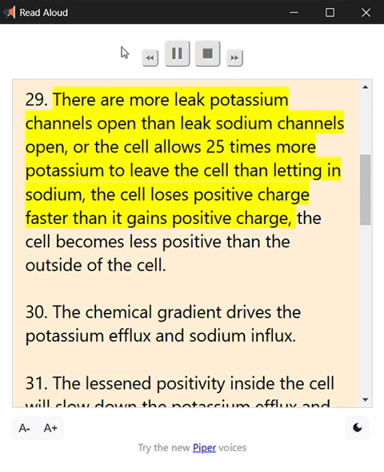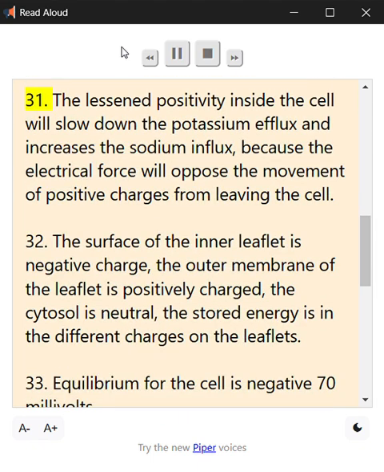The cell loses positive charge faster than it gains positive charge. The cell becomes less positive than the outside of the cell. 30. The chemical gradient drives the potassium efflux and sodium influx. 31. The lessened positivity inside the cell will slow down the potassium efflux and increase the sodium influx, because the electrical force will oppose the movement of positive charges leaving the cell.